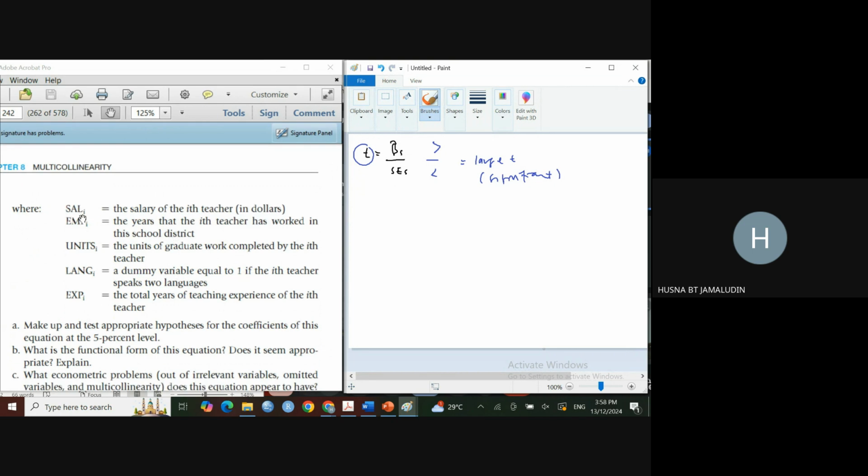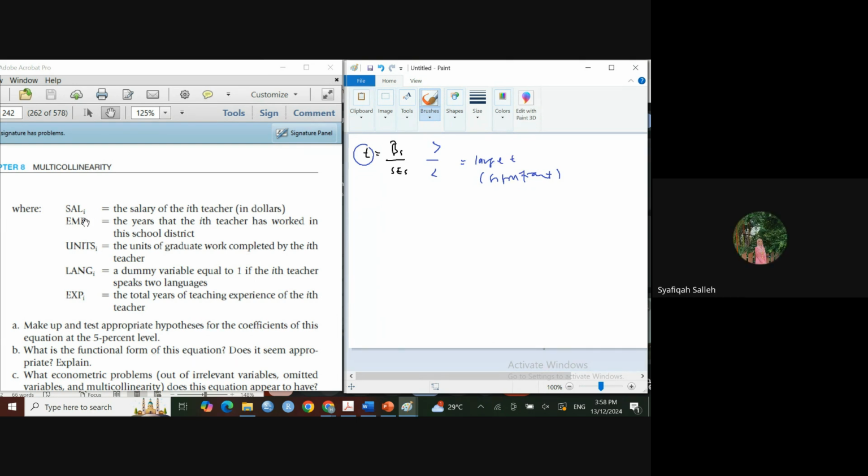SAL is your salary in dollars. Okay, this is just 1 unit. EMP is the years the teacher has worked in this school district. So you want to find out what are the factors affecting the increment in salary. Before I move to unit, what is the expected sign for the years that the teacher has worked in this school? When the teacher has worked for quite some time, for a longer year, what happens to their salary?